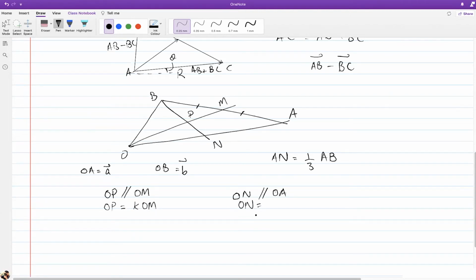ON is equal to G. Sir, can we say that BP is parallel to BN? Yes, we can. Okay, we can write BP is parallel to BN, and we say that BP is equal to, I don't know, J BN. Okay, because that is M, so this is parallel to BA.